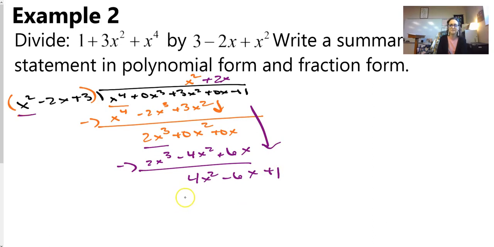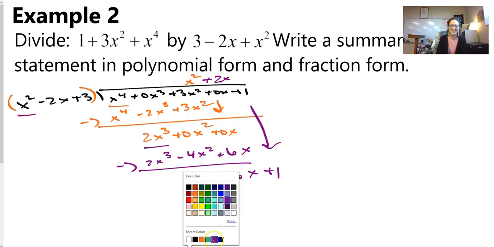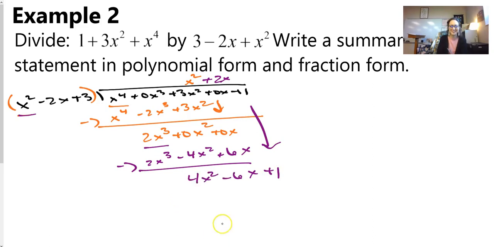Can I go again? I can indeed. So take your first term in here, divided by your first term in your divisor. And what do we get? We get a 4. So now take the green part, distribute through to your trinomial. So I'm getting a 4x squared minus 8x plus 12.